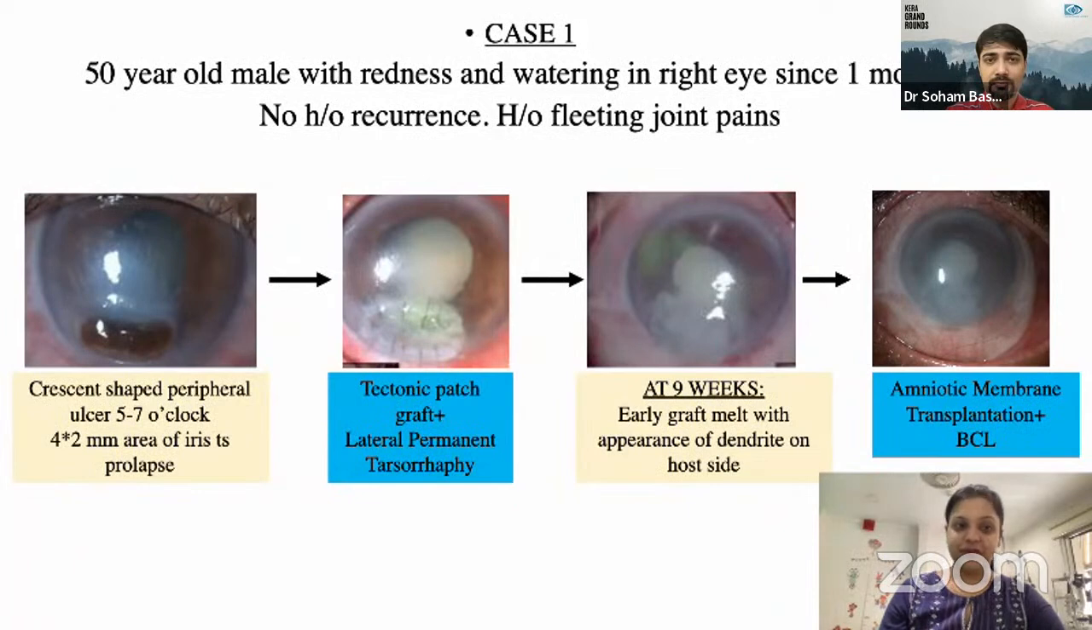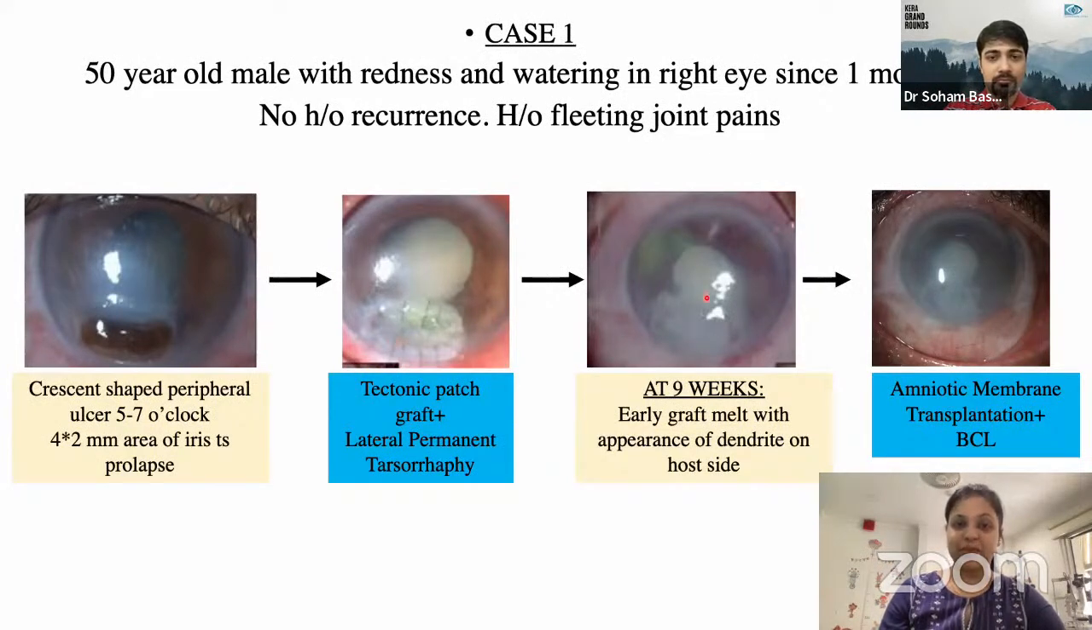The first case was a 50-year-old male who presented with redness and watering since 1 month. There was no history of recurrence. There was a history of fleeting joint pains. The patient had a crescent-shaped peripheral corneal ulcer from 5 to 7 o'clock with a 4 by 2 mm area of iris tissue prolapse. The patient was treated with a tectonic patch graft and a lateral permanent tarsorrhaphy. The patient had seropositive rheumatoid arthritis and treatment was started for the same.